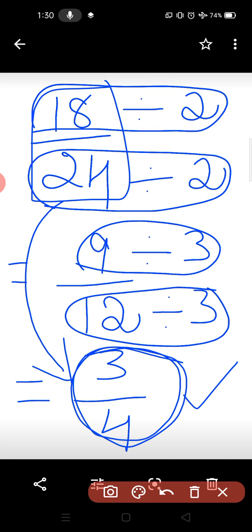See, to reduce a fraction into lowest form or simplest form, we need to divide the numerator and the denominator of the fraction by a common factor other than 1. How many times do we need to divide? Till you get 1 as the only common factor between them, you have to divide like this. This is an example to find the simplest form of 18 by 24.